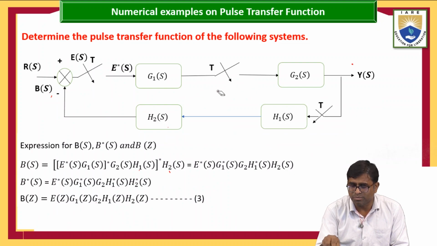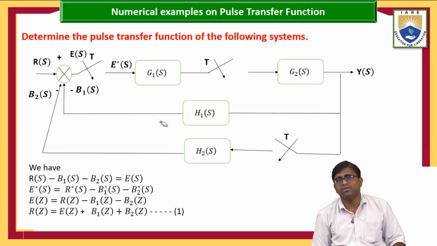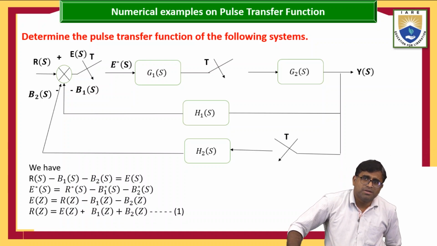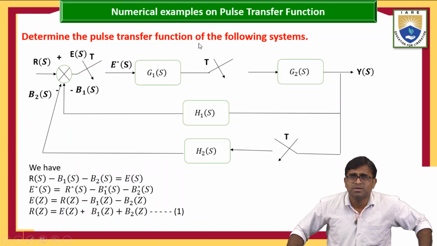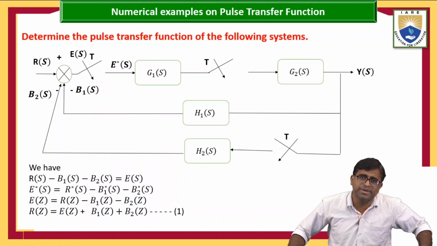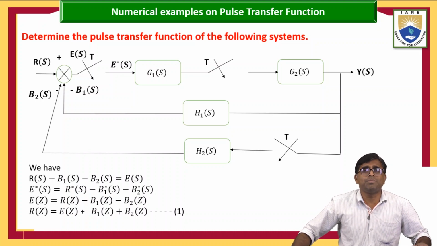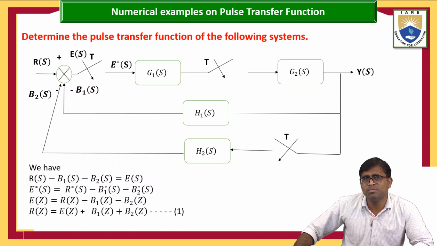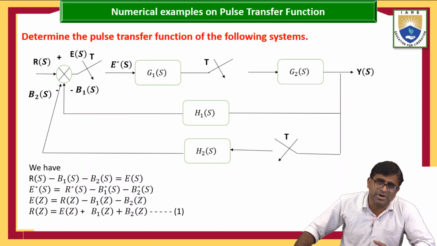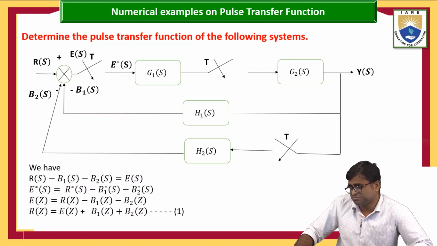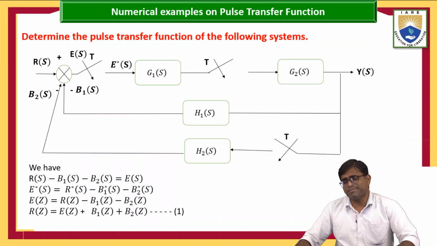Okay, now I am going to another problem. We have the same forward paths: the first forward path has one pulse function, and the second forward path has one more pulse function. But I am taking the feedback path as two parallel feedback paths, with an H2 function in the second feedback. So you have to see what happened.